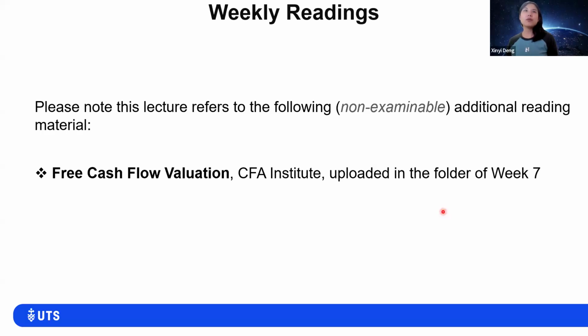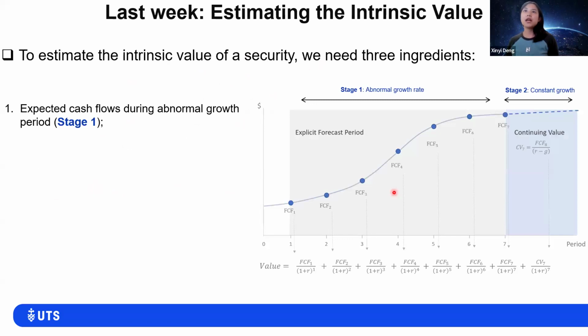Now on to the actual course content. For this week's reading, the material is Free Cash Flow Valuation by the CFA Institute, and it is already uploaded in the folder of week 7. Last week, we learned how to calculate different types of cash flows, such as free cash flow to the firm and free cash flow to the equity. This week, we will be dealing with the actual valuation models. More specifically, we will be dealing with single-stage models and two-stage models.